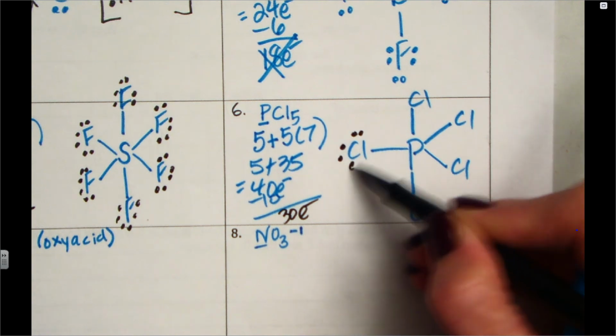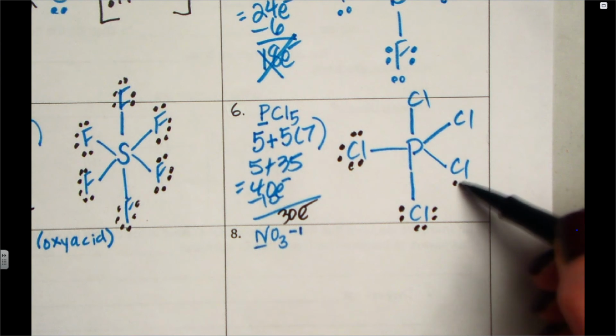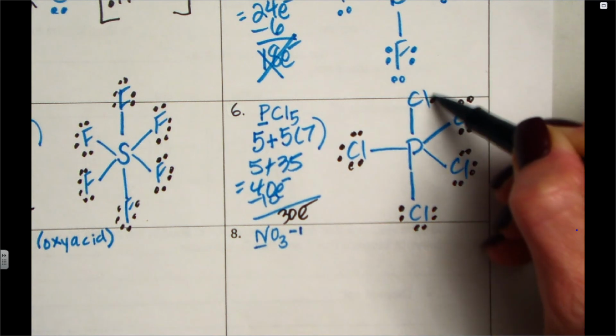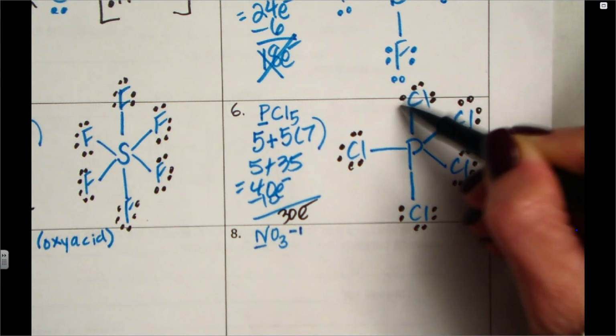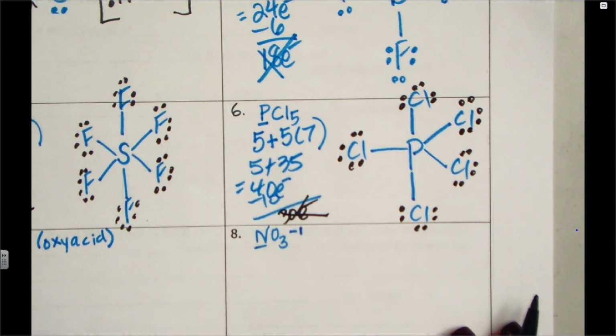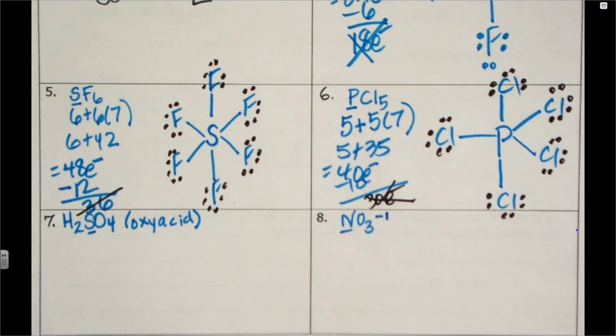2, 4, 6, 8, 10, 12, 14, 16, 18, 20, 22, 24, 26, 28, 30. So we run out of electrons, and all the chlorines have their octet. That is your Lewis structure. All right, now we have H2SO4.